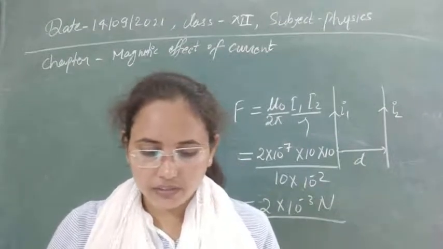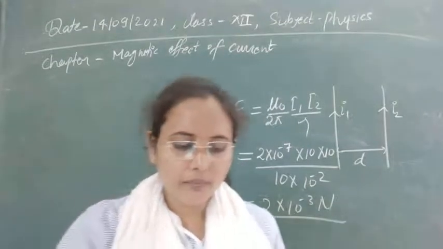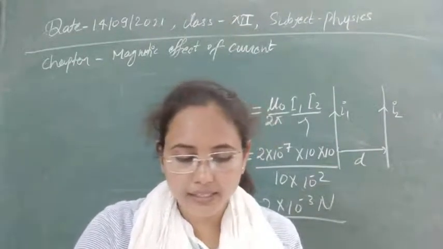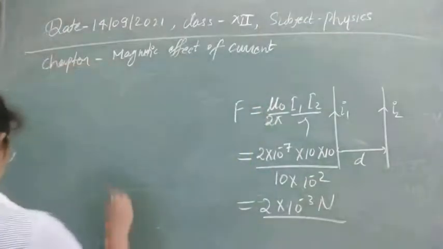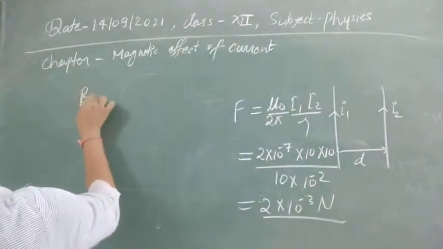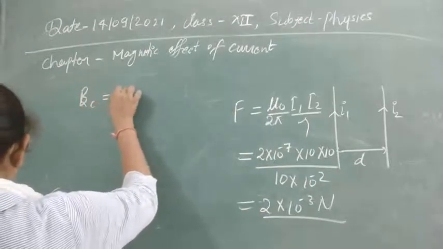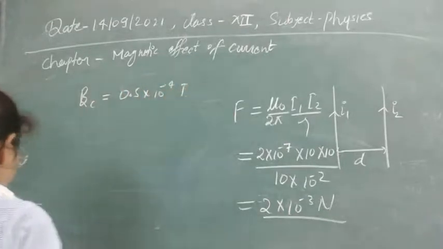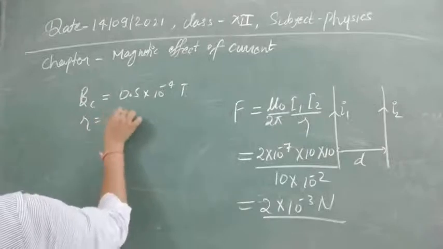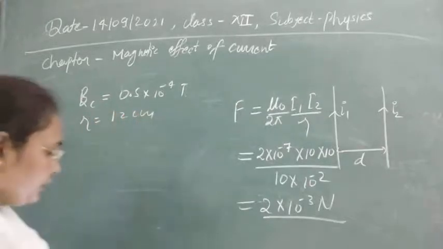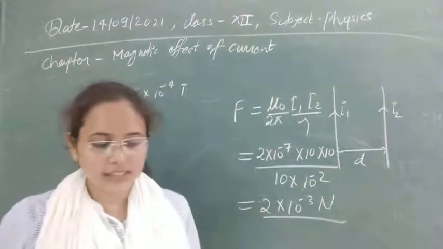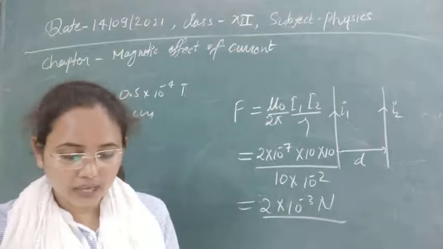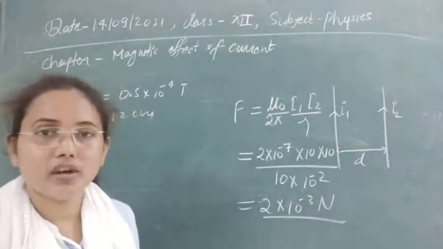Now the next question, let's see. The magnetic field B0 due to a current carrying loop of radius 12 centimeter at its center is 0.5 into 10 to the power minus 4 Tesla. So the magnetic field at the center of the circular loop is given as 0.5 into 10 to the power minus 4 Tesla, and the radius of the loop is 12 centimeter. The magnetic field due to this loop at a point on the axis at a distance of 5 centimeter from its center. So here we have to find the axial magnetic field at a distance of 5 centimeter.